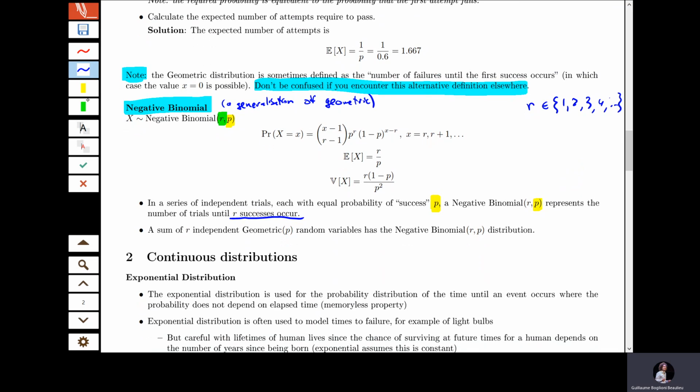And careful about what the possible values are that X can take. Well, the first one is r, because this would be the case where, in a sense, you're lucky. Out of r trials, you get exactly r successes. So you get a success on your first trial, a success on the second trial, and you get exactly r of them in a row. In that case, how many trials did you need to get r successes? Well, exactly r. But you see that X cannot take values smaller than r, because of course you need at least r trials to get r successes.